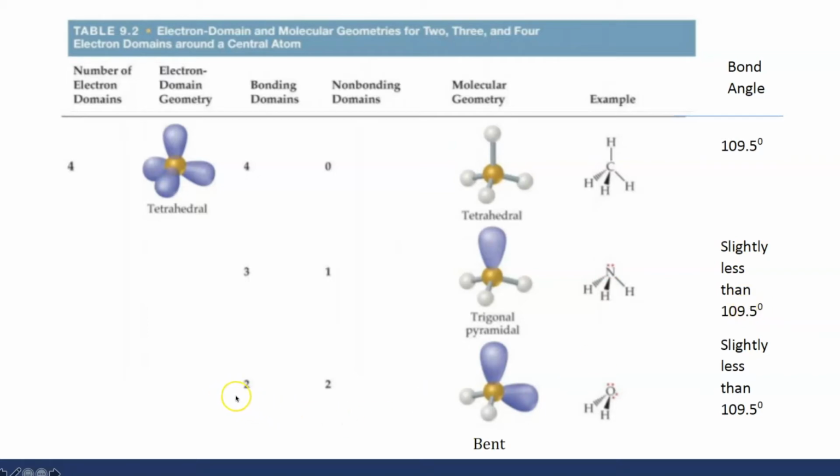And the last type that we can have would be a molecule that has two bonding domains and two non-bonding domains. So an example for this would be H2O, or water. So here oxygen, it's got non-bonding here, the red unpaired electrons here, and then the two bonding domains towards the hydrogens. So since those non-bonding domains take up more space, it's again going to have a slightly less than 109.5 degree bond angle.